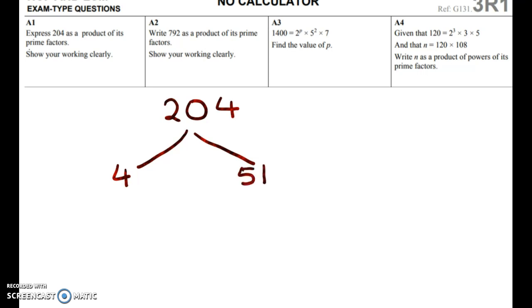Now we don't want just factors, we want prime factors. So we look at 4 and we ask, is it a prime? It's not. So we get its factors, which are 2 times 2. 2 is a prime number, so we've got there. We circle and we tick.